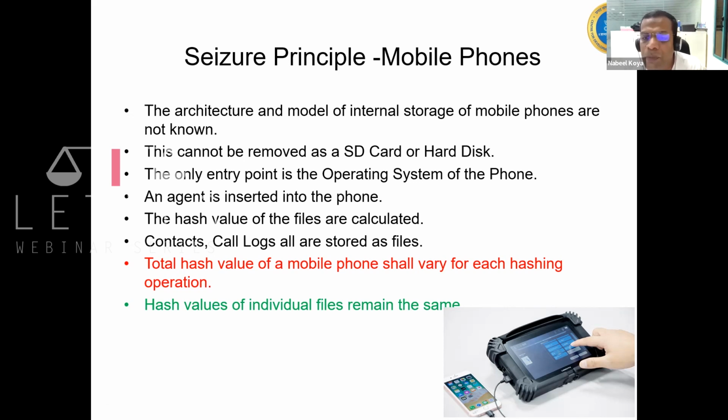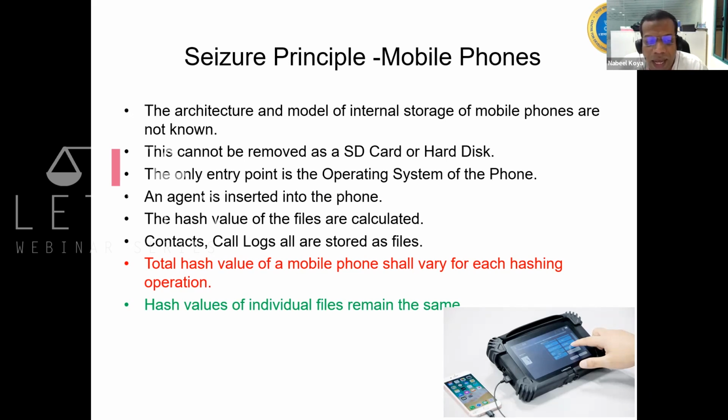The only entry point is you have to trust the operating system of the phone. And the operating system of the phone might be Android, Apple, Windows or BlackBerry. So what we basically do is we try to insert an agent into the phone. Agent in the sense, a software application into the phone. And now we calculate the hash values.